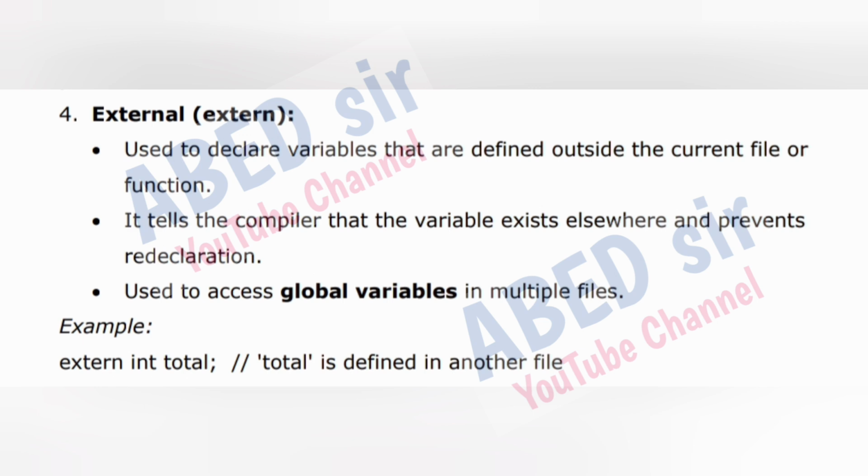4. External, extern. Used to declare variables that are defined outside the current file or function. It tells the compiler that the variable exists elsewhere and prevents redeclaration. Used to access global variables in multiple files. Example: extern int total; total is defined in another file.